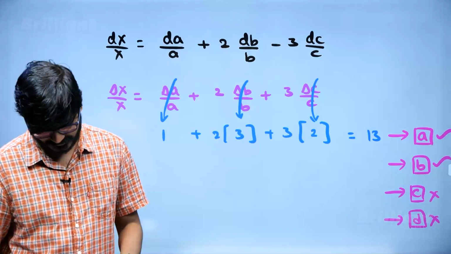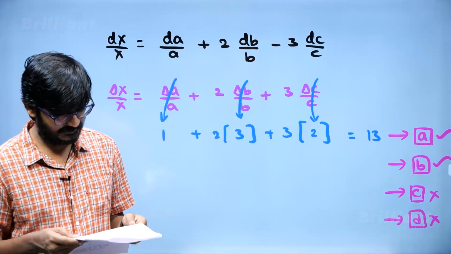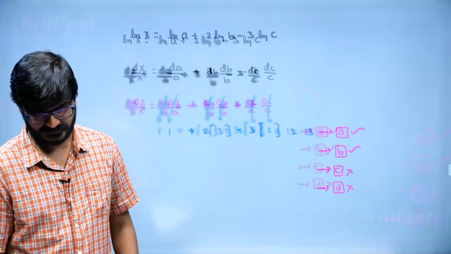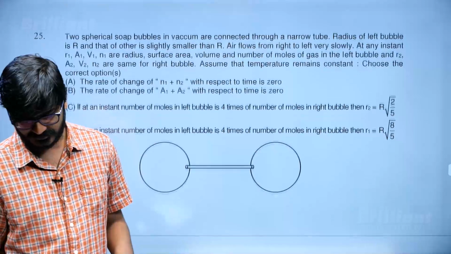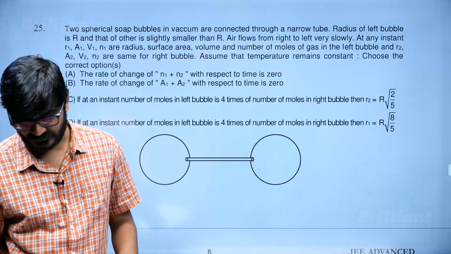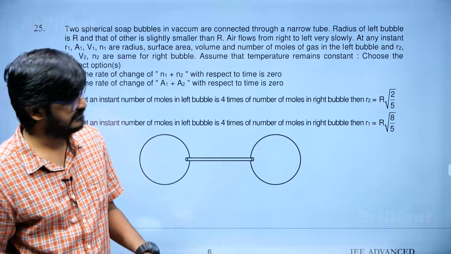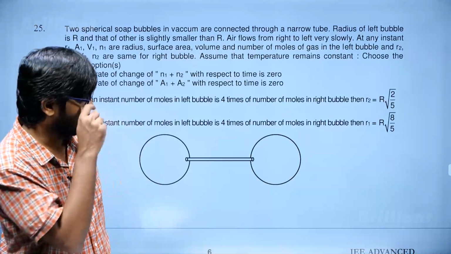So out of all the options, whichever can come below 13 can be the option, because the maximum percentage error can be only 13, right? Going to the next question: two spherical bubbles in vacuum are connected through a narrow tube. The radius of the left bubble is r and that of the right is slightly smaller than r. Now what is going to happen?